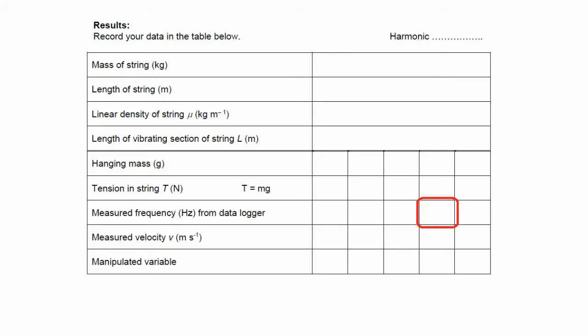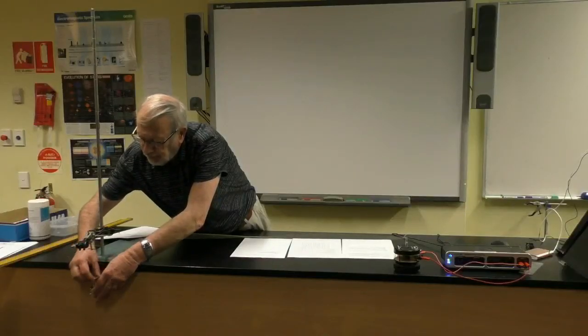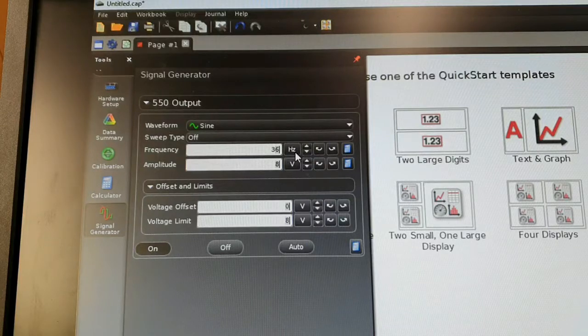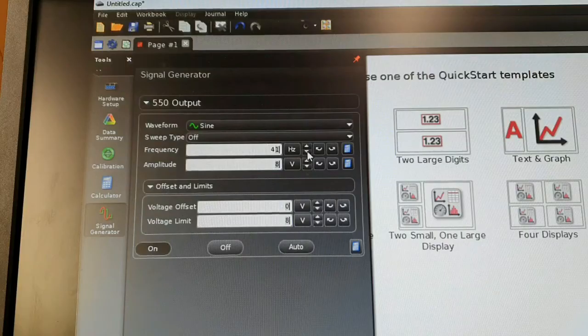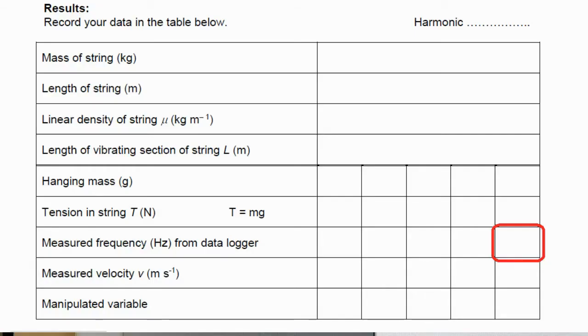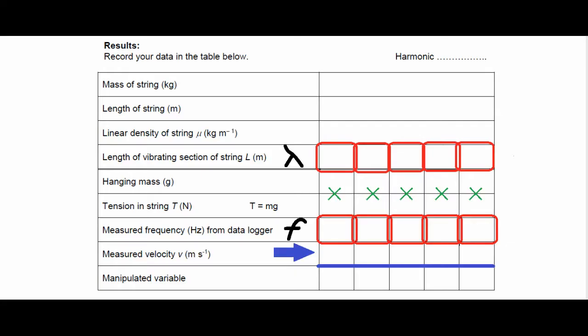Again, I'll put on another 50 grams, so that's 250 grams. You'll be able to write the mass in, and then work out the force. And I'll adjust the frequency again. A bit too high. So that's 40 hertz. So that's the next value that goes in here in measured frequency. So that's the value there that goes into the table. Now stop the video and calculate the velocity for each one of the tensions.